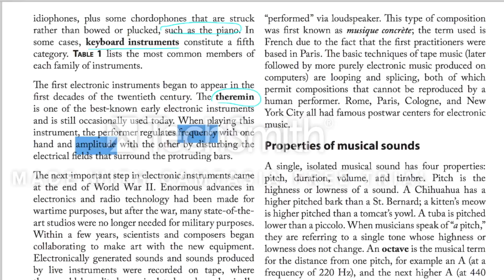This type of composition was first known as musique concrète, but this word comes from French. The term used is French due to the fact that the first practitioners were based in Paris. The basic techniques of tape music, later followed by more purely electronic music produced on computers, which is what's popular now, are looping and splicing. So looping is where you play something over and over again. And splicing is where you cut things and put something else there, or you just cut it and add a different part of a song. Both of which permit compositions that cannot be reproduced by a human performer.